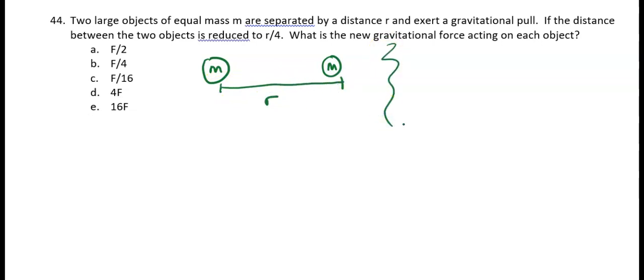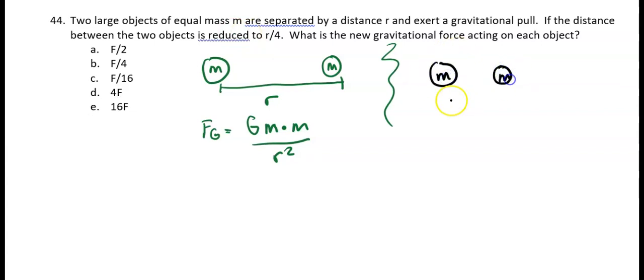Okay, I'll just go ahead and write down what gravitational pull they would exert. So again, that's our gravitational force equation. So G mass times mass over r squared. And Fg could be a number. We're just going to call it F. So now, if the distance between the two objects is reduced to r over 4, so now we're going to go ahead and draw them closer. So now it is r over 4, the center to center distance. What is the new gravitational force acting on each object?